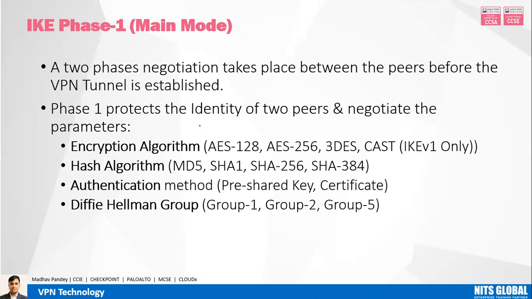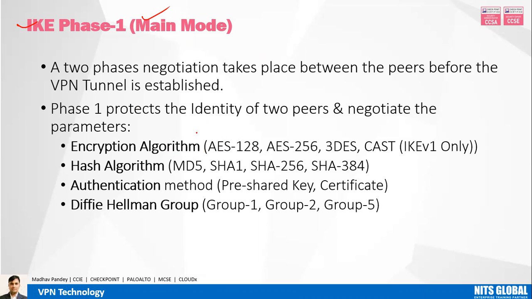Now let us understand how your entire VPN process works and how it builds a tunnel using different phases. There are two major phases. The first phase is called IKE phase 1, and in Check Point language we also call it main mode. A two-phase negotiation takes place between the peers before the VPN tunnel is established.